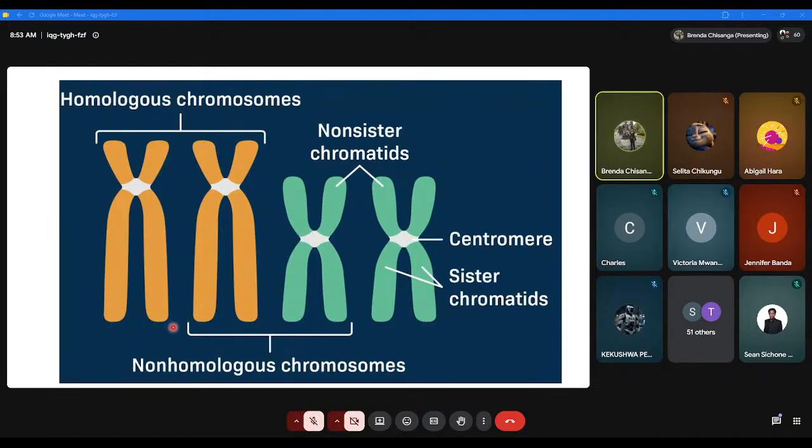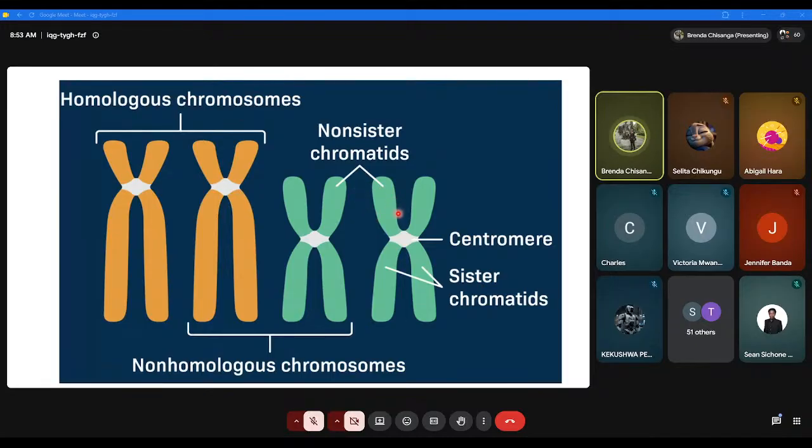chromatid, this is also a chromatid. These two are sister chromatids. This is a chromatid, this is a chromatid. Because both of them are held together by the centromere, these are sister chromatids. But this chromatid and this chromatid, these will be non-sister chromatids. In a similar way, this is a sister chromatid to this one, sister chromatid to this one. But these two here are non-sister chromatids.